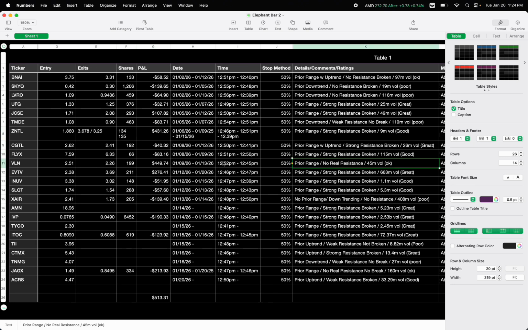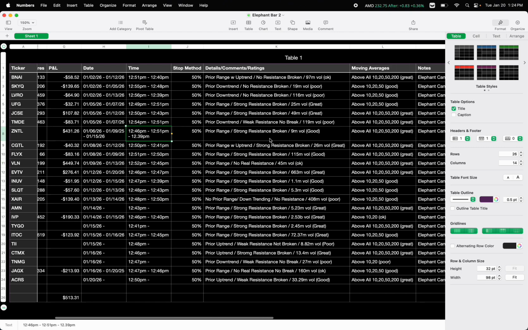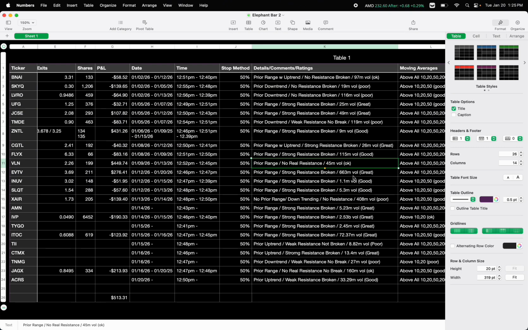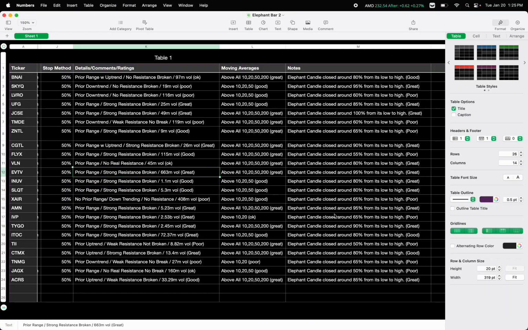So the more data you have, the better support you'll have to adjust your strategy if you need to. For example, if I'm realizing that maybe I'm losing more in the ones that have no resistance being broken, then maybe I'll only trade the ones that are breaking some form of resistance. So this is really the hardest part of trading here, gathering data and learning from your mistakes and actually fixing them.